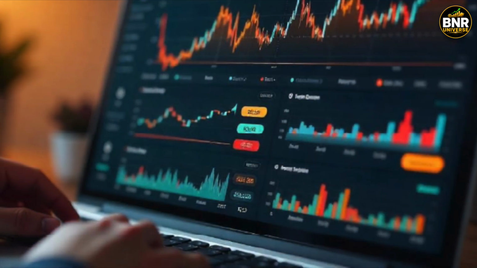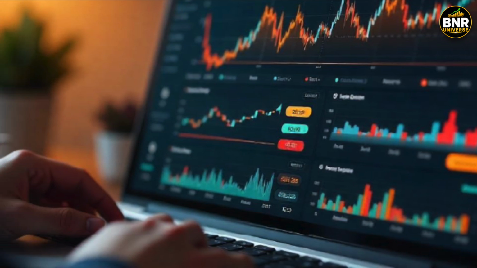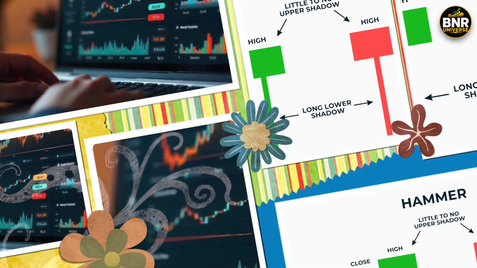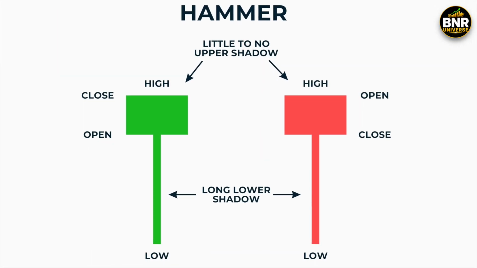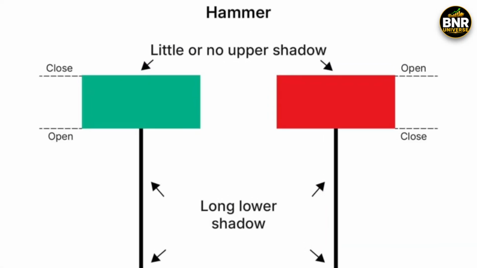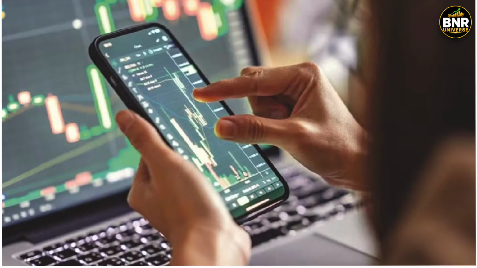The power of candlestick patterns. One candle alone doesn't always predict the future. Professional traders look for patterns. Some popular patterns include doji, hammer, shooting star, morning star, evening star, bullish engulfing, and bearish engulfing.